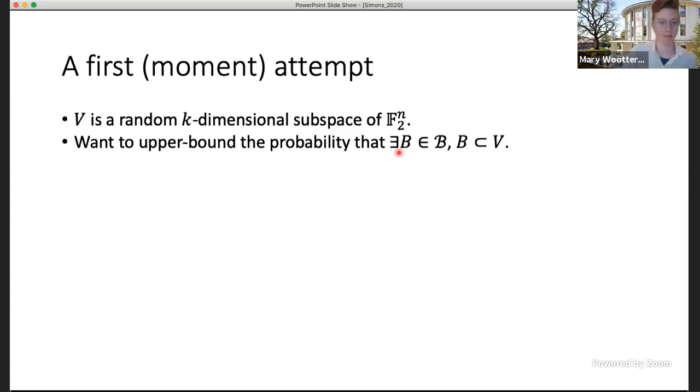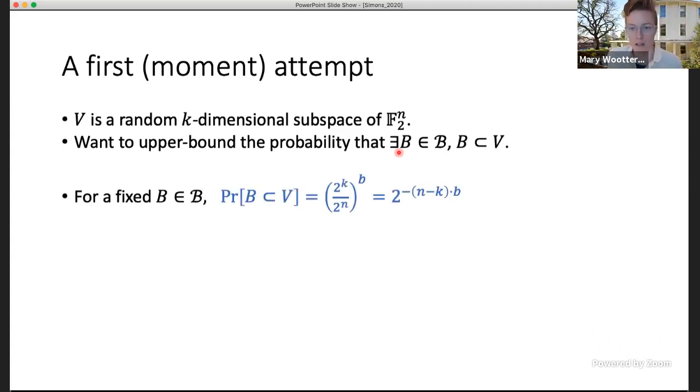All right, so let's just try that, see how well that works. Okay, so let's do the computation. So for some fixed bad set, what's the probability that that bad set is contained in my subspace? Well, I claim that it's this thing, 2 to the k divided by 2 to the n.